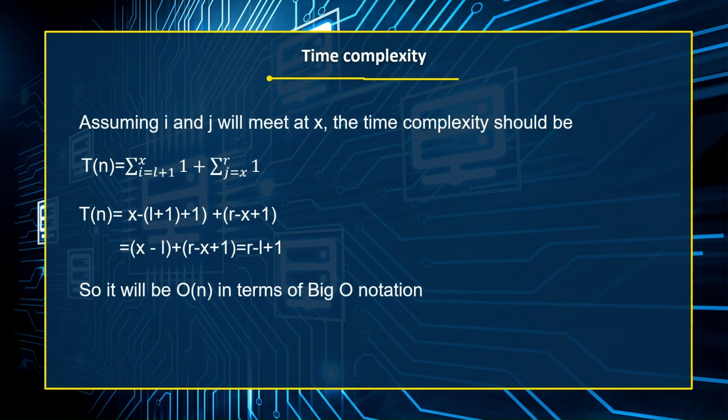The time complexity, assuming that i and j will meet at x, should be T(n) = summation from i = L+1 to x of 1, plus summation from j = x to r of 1. According to the upper and lower bound rule, it's going to be upper minus lower plus 1 for both summations. So it's going to be x minus L plus 1, simplified to x minus L, and r minus x plus 1. Then we're going to add both of them together, so r minus L plus 1, leaving us with big O of n in terms of big O notation.